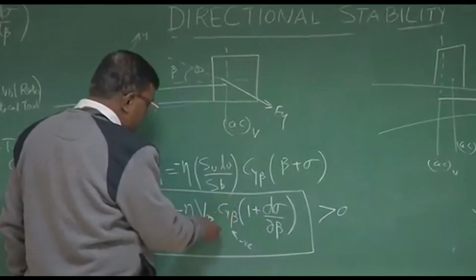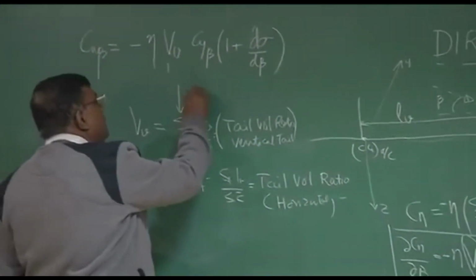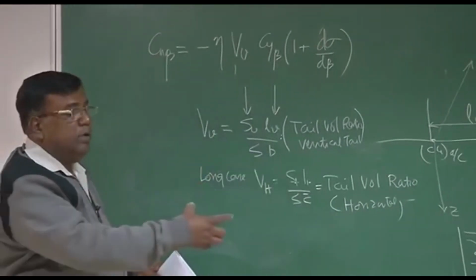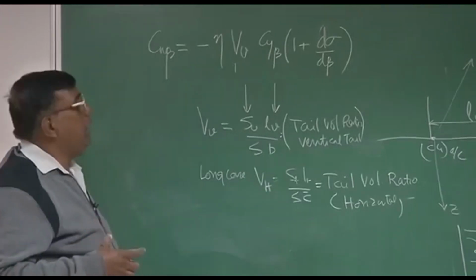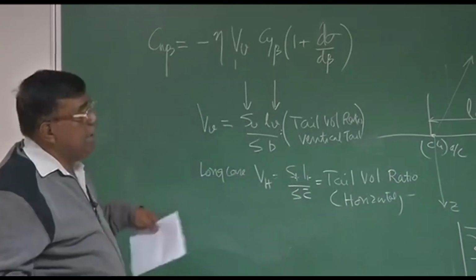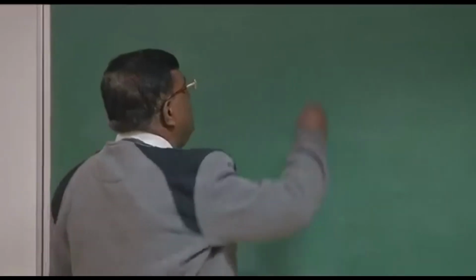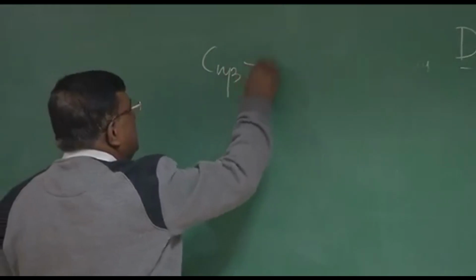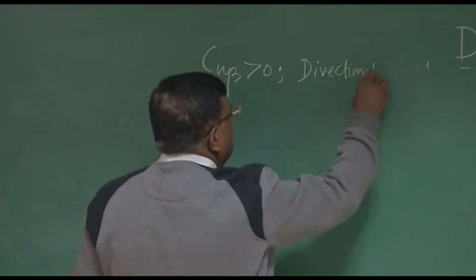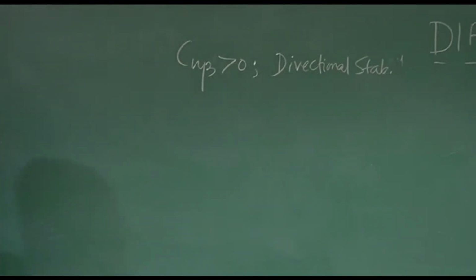And who decides that? Not only Cy beta, for a designer it is also the vertical tail volume ratio. So you can appropriately select vertical tail area or vertical tail moment arm. I can put the vertical tail forward or aft, or in combination I can increase V_V, and if I increase V_V, that means it will add towards more and more directional stability. Okay? So let us go a little deeper into this. Cn beta greater than 0 ensures directional stability. We are talking about static stability.